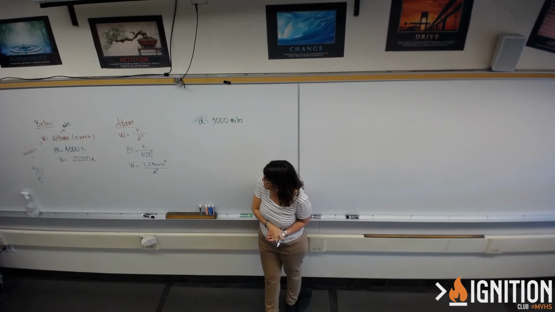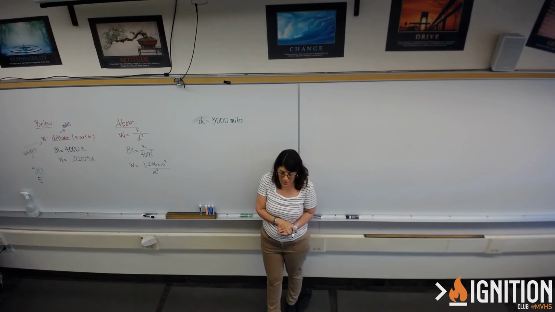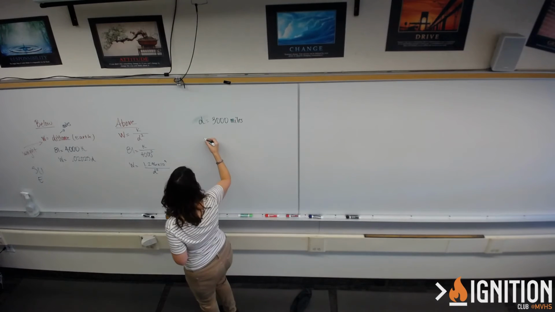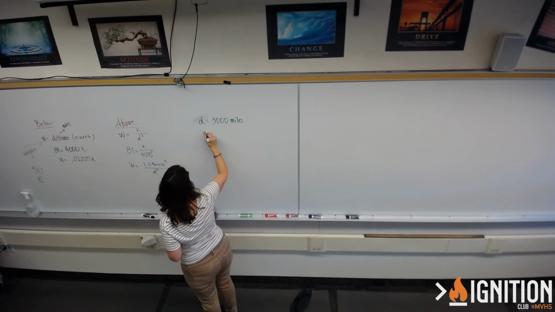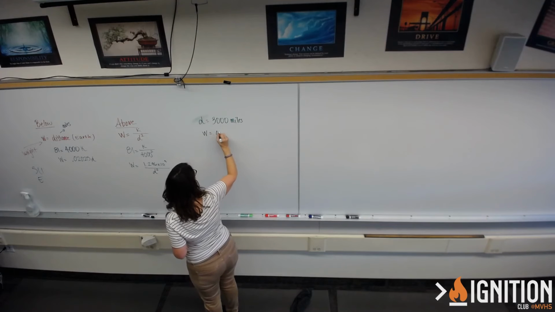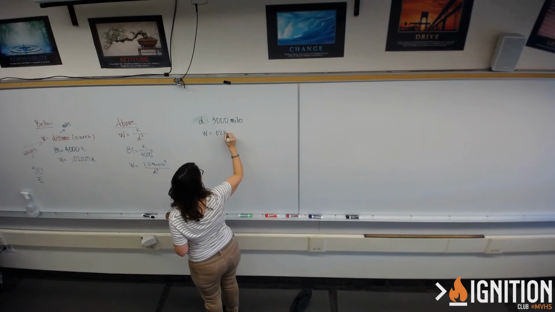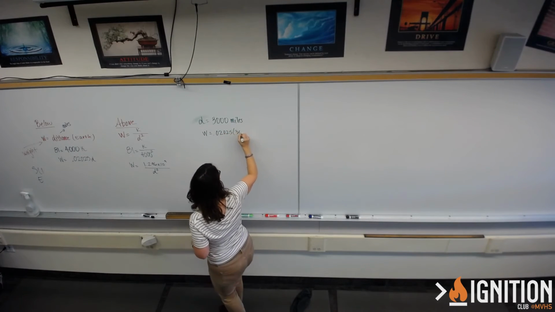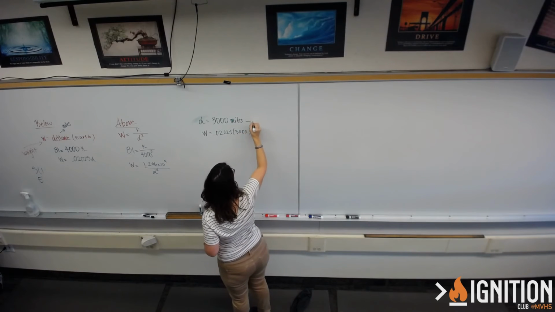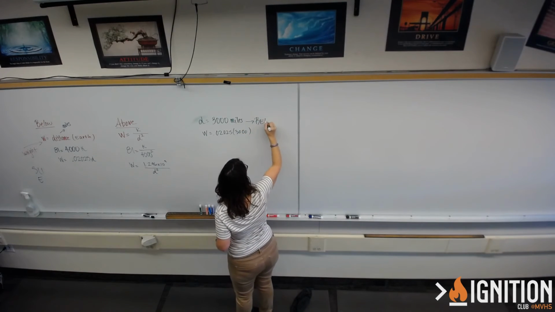Okay, so which equation am I going to use? Below. Yeah, she is below. How do you know that? Because the radius is 4,000 miles, so she's still below the surface. So we're going to do W equals 0.02025 times 3,000. Plug and chug.